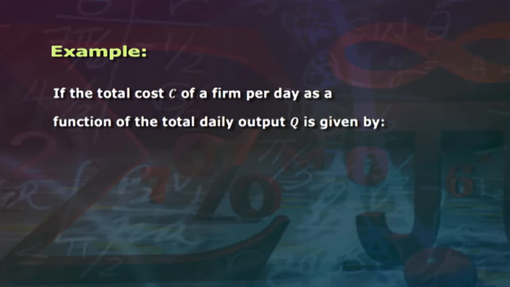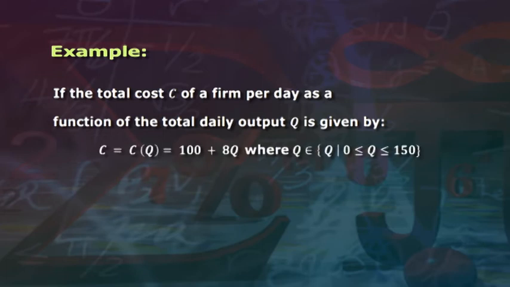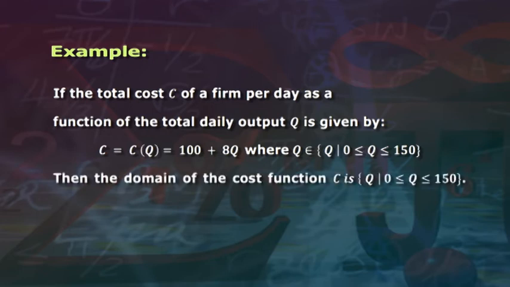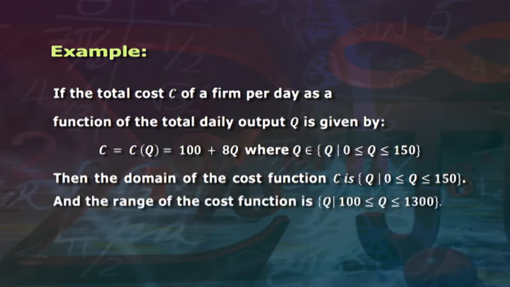As for example, if the total cost C of a firm per day as a function of the total daily output Q is given by C = C(Q) = 100 + 8Q, where Q is in the set of Q such that 0 ≤ Q ≤ 150, then the domain of the cost function C is the set of Q such that Q is between 0 and 150, and the range of the cost function is the set of values between 100 and 1300.